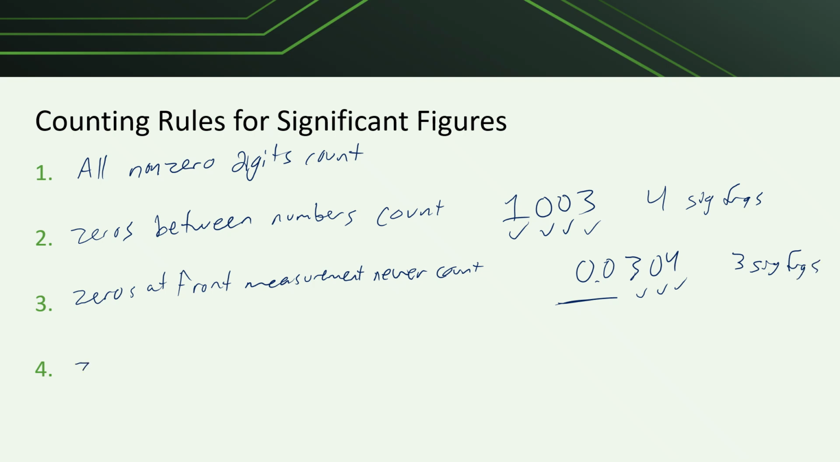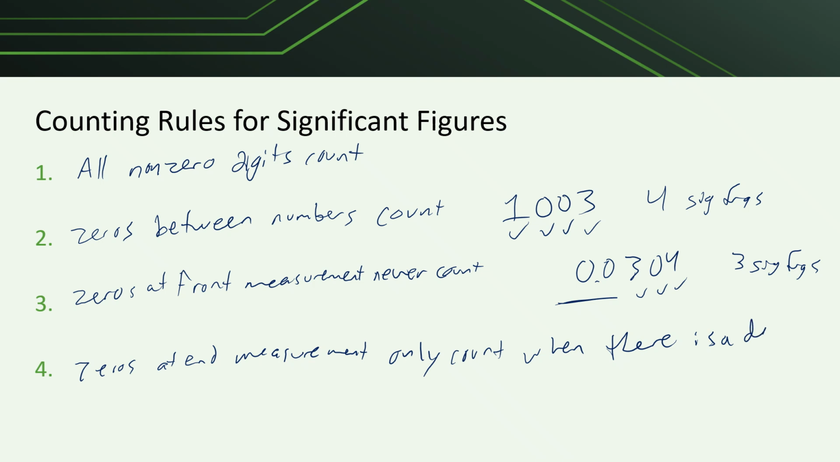And finally, zeros at the end of a measurement only count when there is a decimal. And the decimal can be anywhere in the number. So let's say I've got 0.00310. There is a decimal, so this 0 at the end counts. The zeros at the front do not. This one would have 3 sig figs.